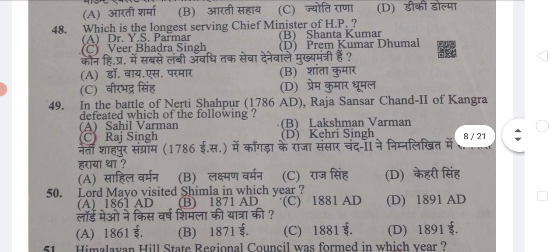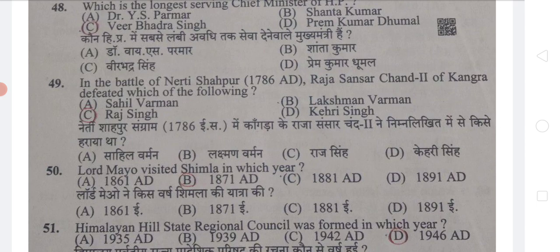Dicky Dolma. Which is the longest serving Chief Minister of HP? C. Shri Veerbhadra Singh. In the Battle of Nerti Shahpur, Raja Sansar Chand II of Kangra defeated which of the following? C. Raj Singh.